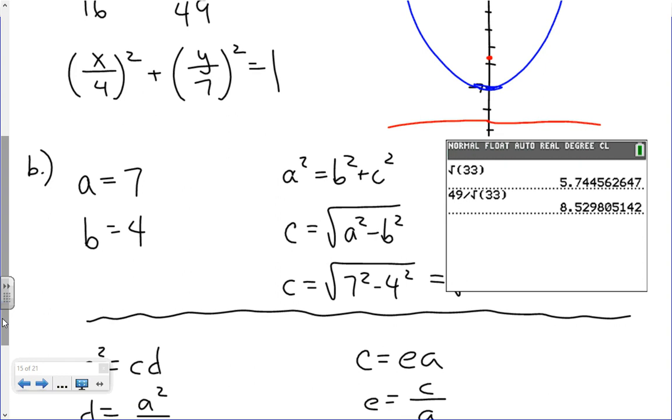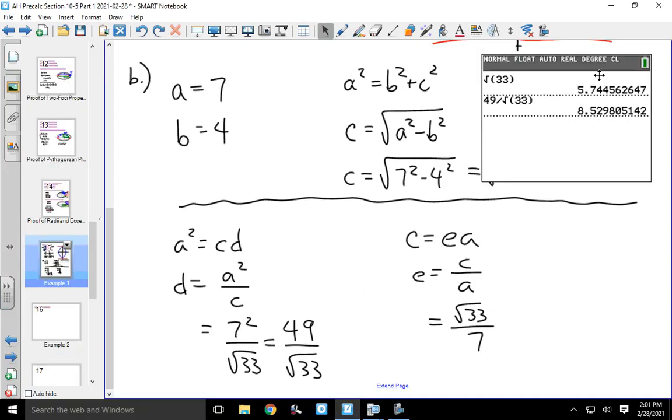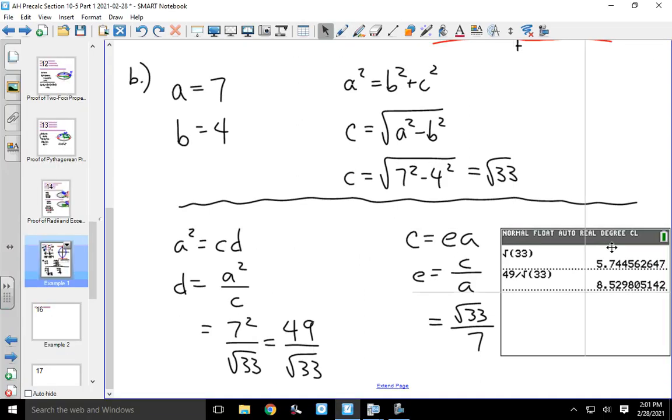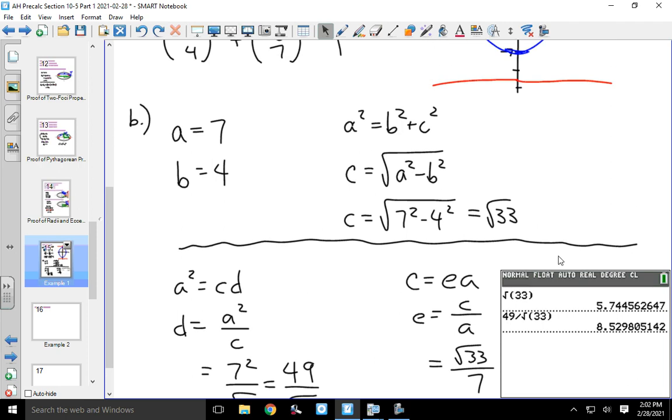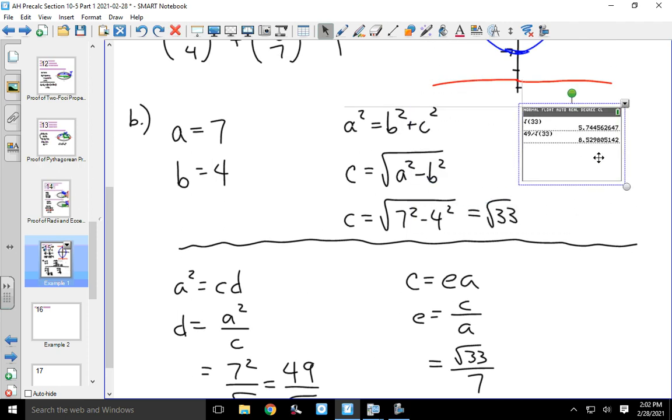And let me just move this down here so it's not covering up my calculation there. Just move it over to the side here. Okay. If I make that smaller, put it right there for me.